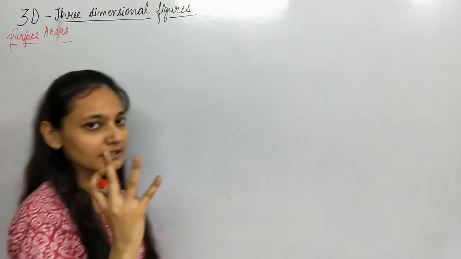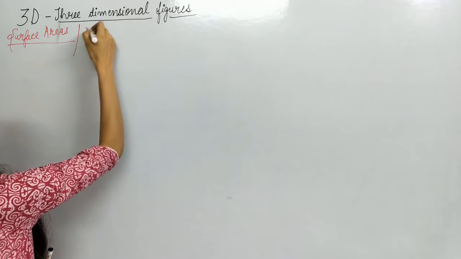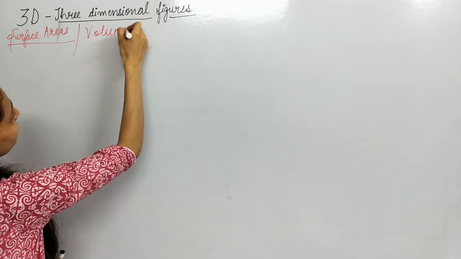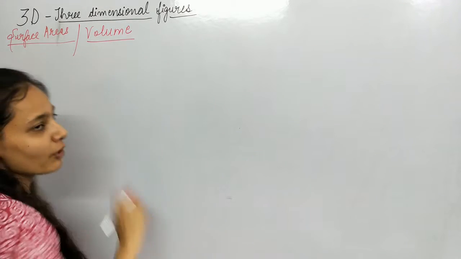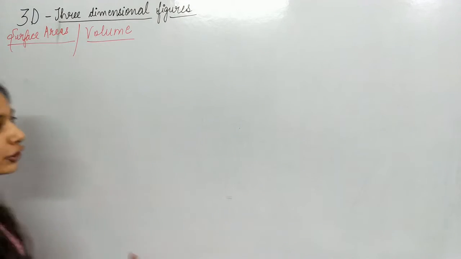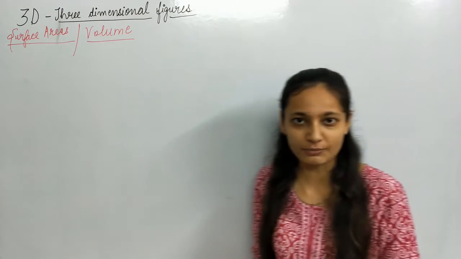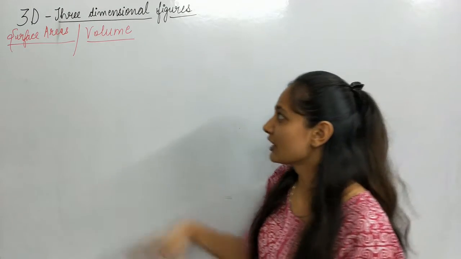Surface area, that it is a 3D figure. What is the surface area of that? And volume. Surface area and volume of these figures. Okay, these are 3D figures. So volume is the space occupied by the object, the capacity of the object. Volume is the capacity of the object.